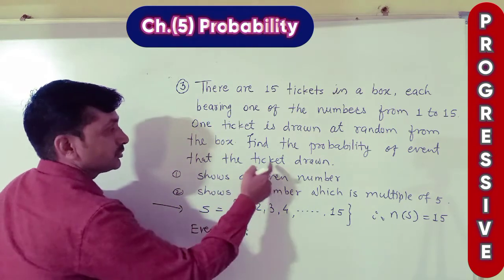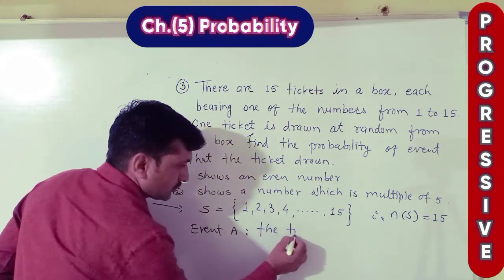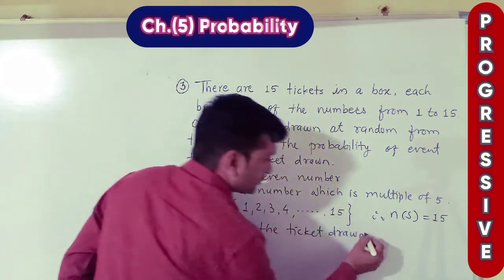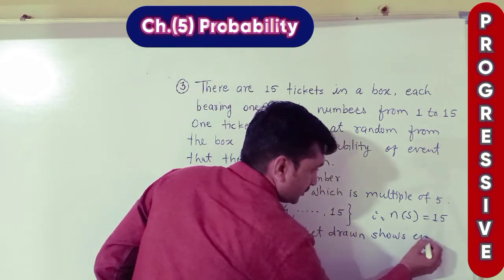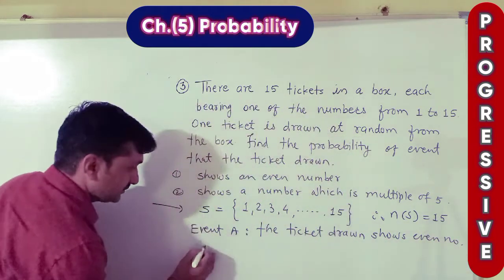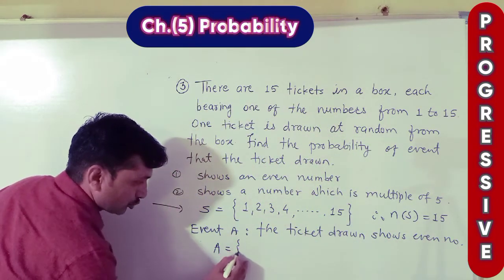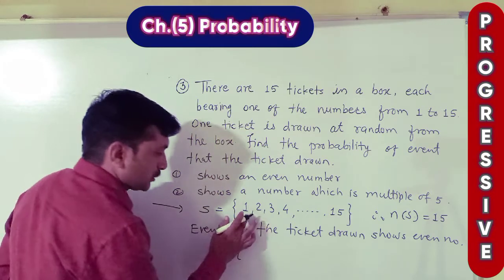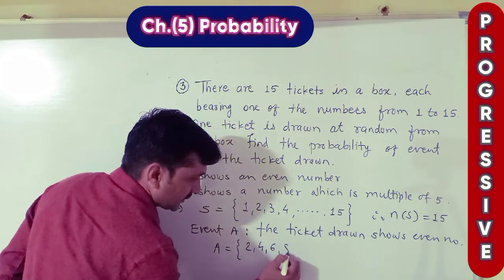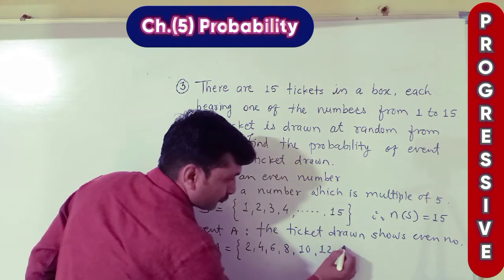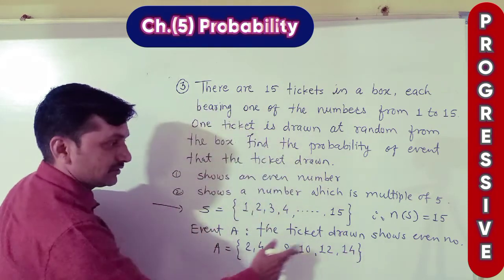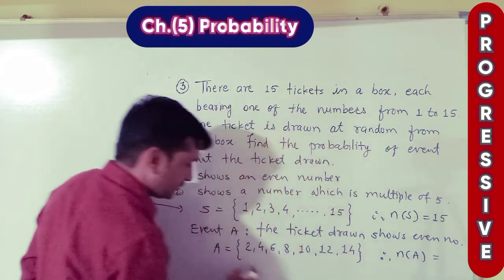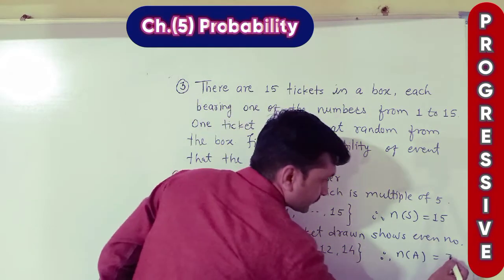Event A is the ticket drawn shows an even number. Means from the sample space we have to find out only even numbers. Even means divisible by, multiple of 2. 2, 4, 6, 8, 10, 12, 14. Bracket close. These are even numbers. Therefore number of A is equal to 1, 2, 3, 4, 5, 6, 7.